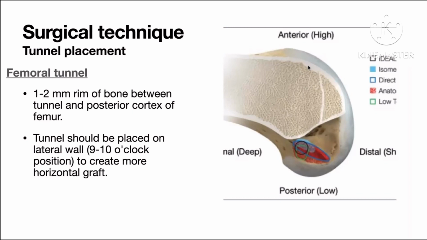If you have a vertical tunnel, a vertical graft, what will happen to your knee post-op? You will have rotational instability that you can check. If you want to test for rotation, what test will you do? Pivot shift, no? You have a positive pivot shift post-op if your tunnel is too vertical.